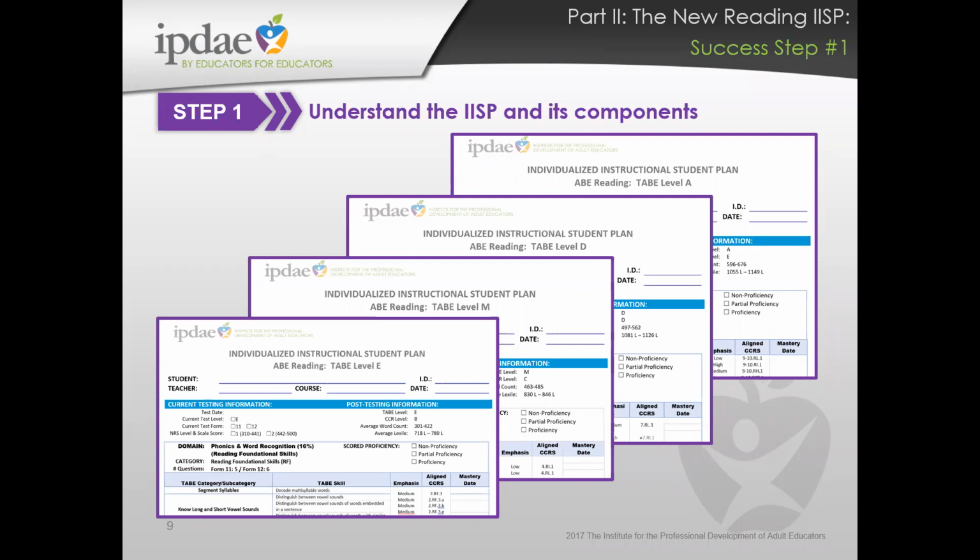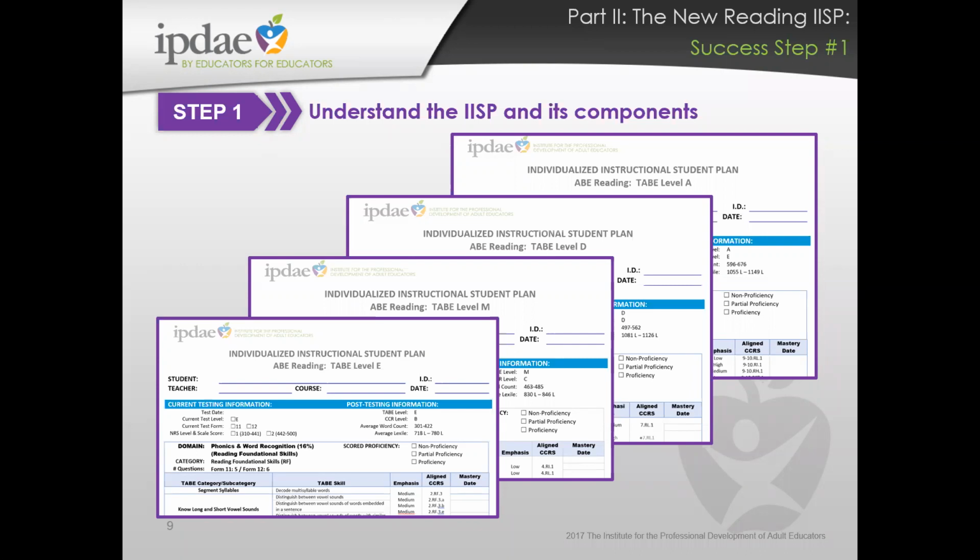These new reading IISPs map out each level of the reading test. So they help you and your students focus on reading content that has not been mastered and allow you to track progress over time to identify if and when a student has mastered a sufficient amount of tested content in order to be successful when post-testing. In part 1 of the training, I addressed how differentiated, individualized, and personalized instruction were all taken into consideration during the development of these plans.